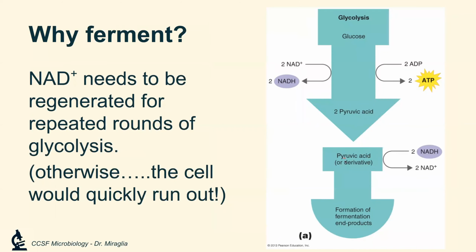So that's what this is showing here. After pyruvate is made, we're going to do something to it so that we can regenerate NAD plus and we can continue to get our 2 net ATP from glycolysis over and over and over again.